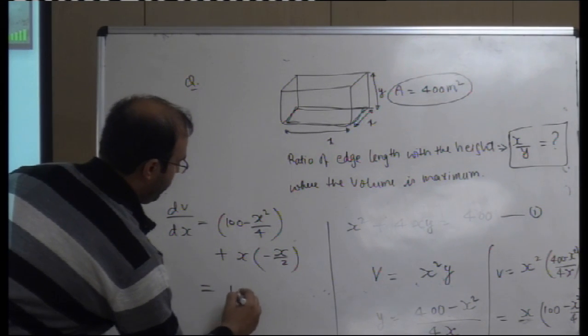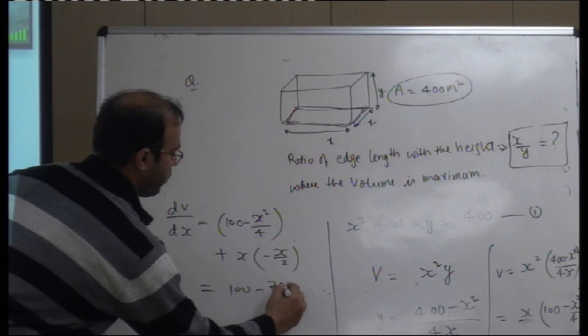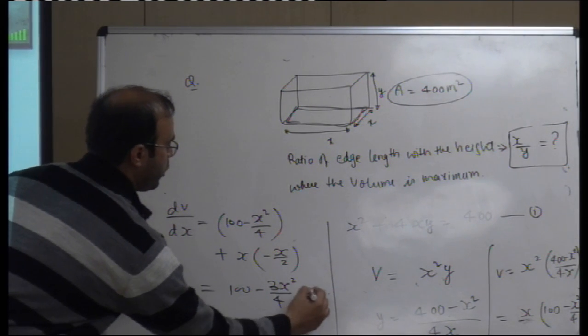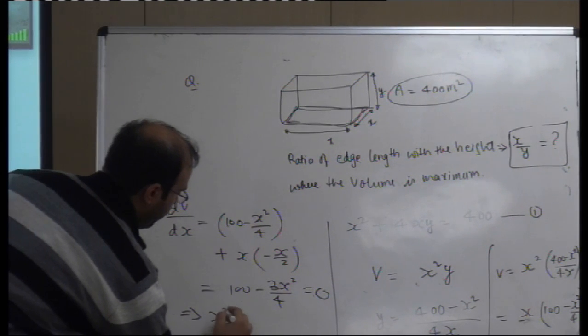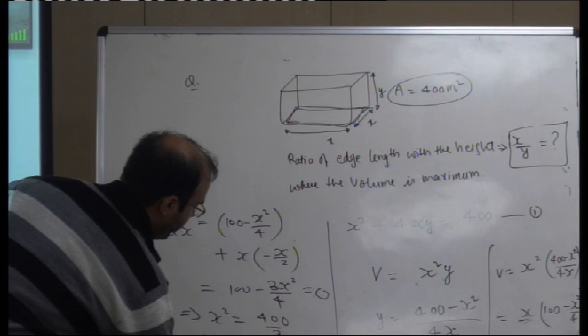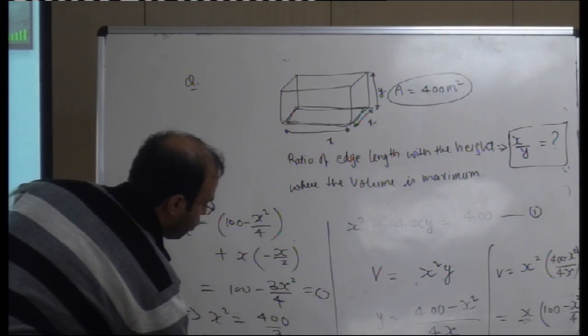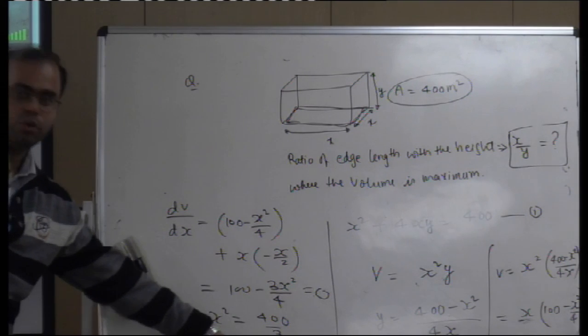So this would become 100 minus x square by 4 minus x square by 2, that is minus 3x square upon 4, and you equate it to 0. What will happen? X square would come out to be 400 upon 3. This would mean x equal to 20 by root 3. Obviously we are going to take the positive value. Edge length could not be negative, so there is only one value, 20 by root 3.